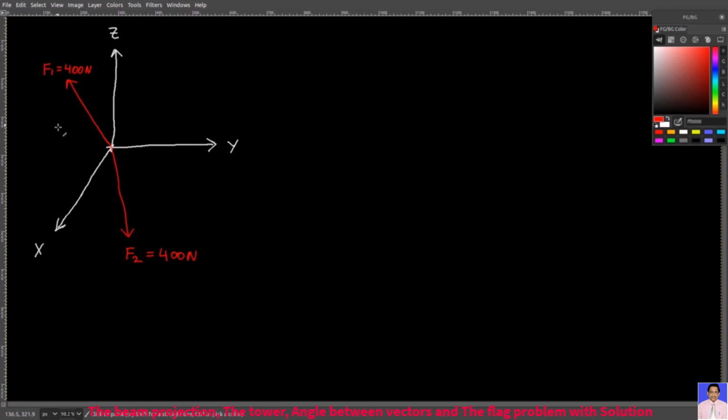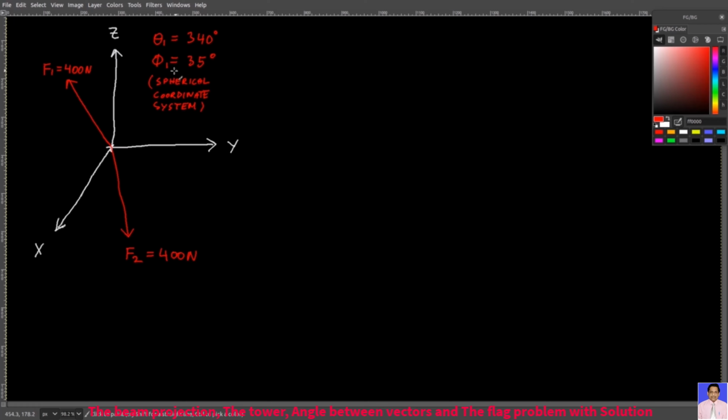Welcome back. I have two vectors here, F1 and F2. You can see that their magnitudes are the same. To represent the direction of F1, I'm going to use the spherical coordinate system. So I'm going to say that theta 1 equals 340 degrees and phi 1 equals 35 degrees.